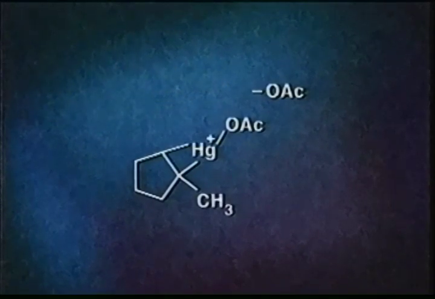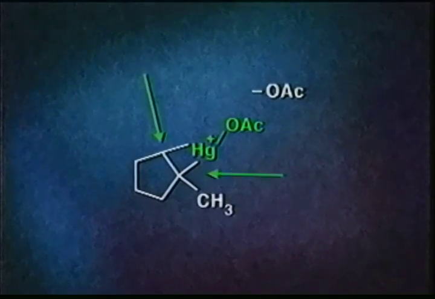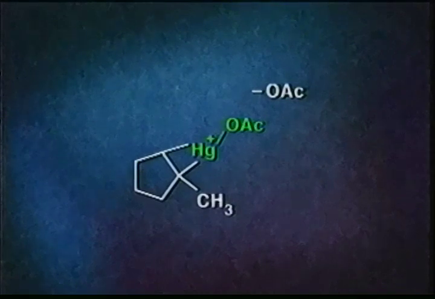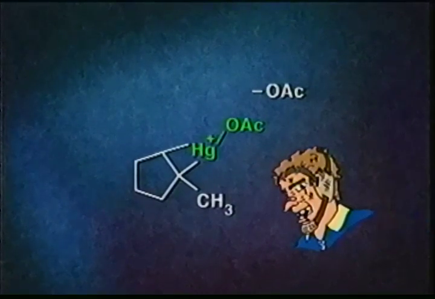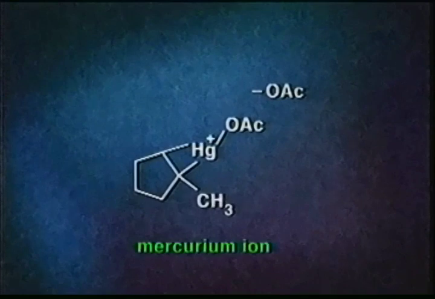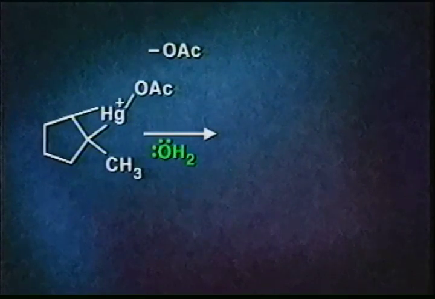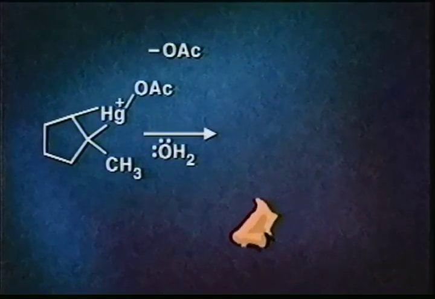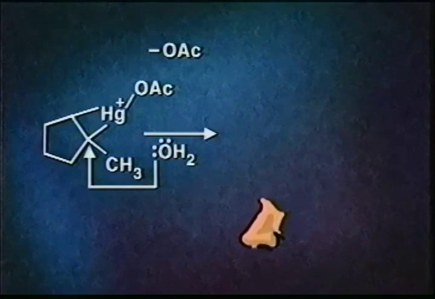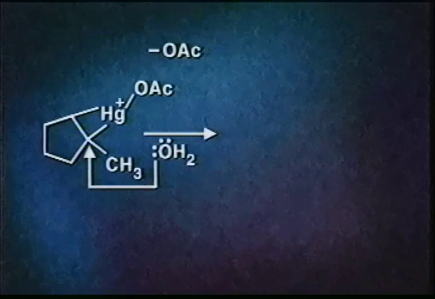Once that happens, the mercurium acetate cation is situated between carbons 1 and 2 in that weird triangular formation we saw just a little while ago when we talked about bromonium ions. This little beauty is called a mercurium ion. And now water, being the nosy nucleophile it is, butts into the reaction and bonds to the mercurium ion, exactly the same way it did with the bromonium ion.